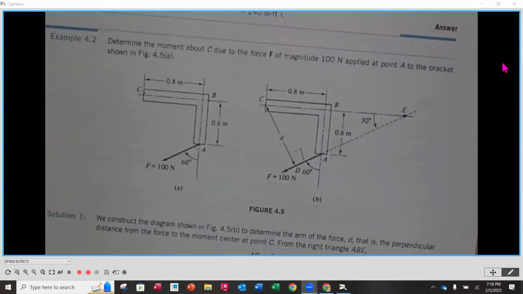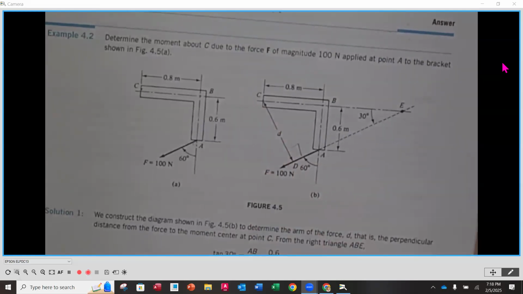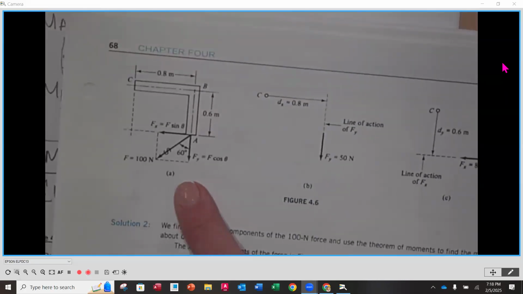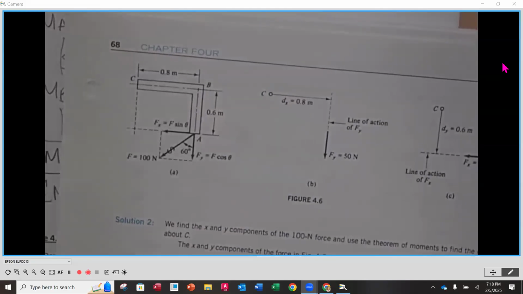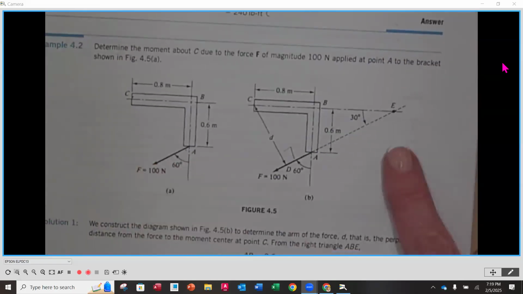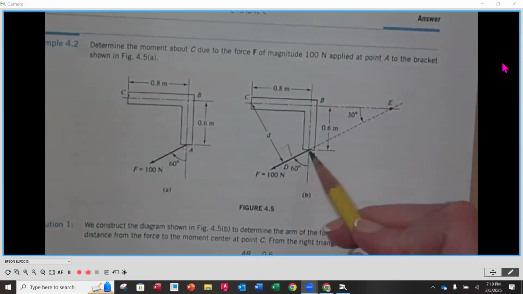Now we're actually going to solve this 2 ways. We're going to first solve it by finding the perpendicular distance using right angle trig. And then the second way is going to be using components. You're going to notice that we're going to get the same answer in the end, but I want to show you both methods so that you can see how indeed they're related and how to work those. So the first way is how we see it here, and we're actually going to find the perpendicular distance from C to the force.